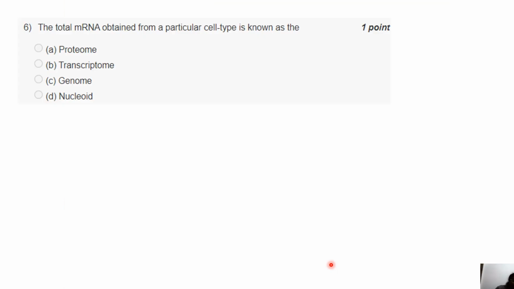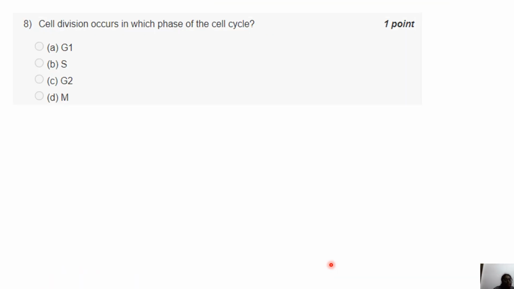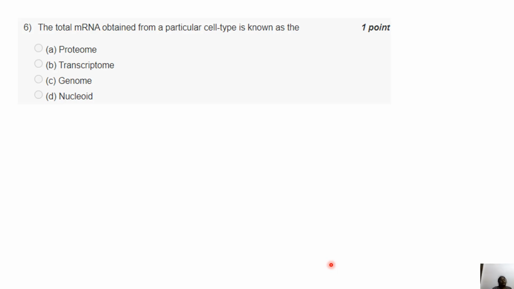So, coming back to the question that we started with, total mRNA obtained from a particular cell type is known as the transcriptome. Okay, does anybody have any doubt in this question?